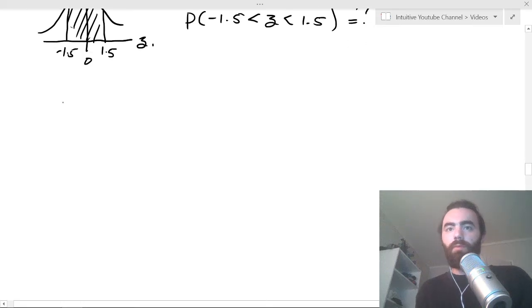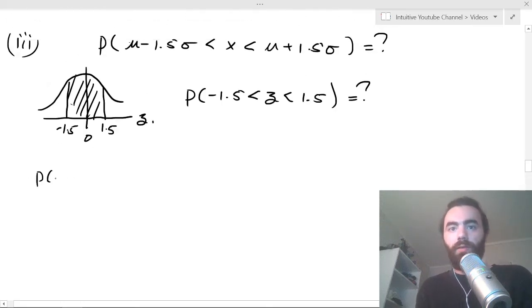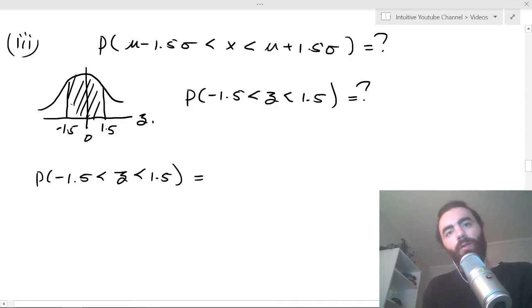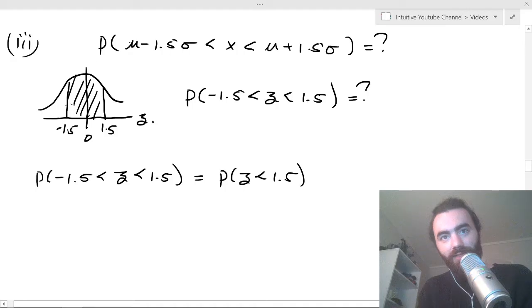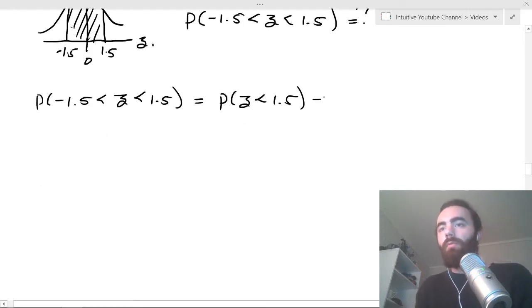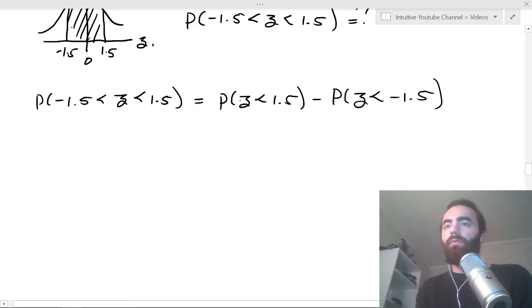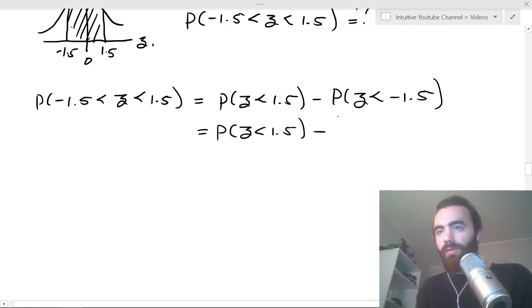So what is that? Well, the probability that z is between minus 1.5 and 1.5 is going to equal, if you think about it, the probability that z is less than 1.5 minus the probability that z is less than minus 1.5. Well, this we can find from the table, but this we can't. So we need to just manipulate this more. This is going to equal 0.5 minus, well, what is this?